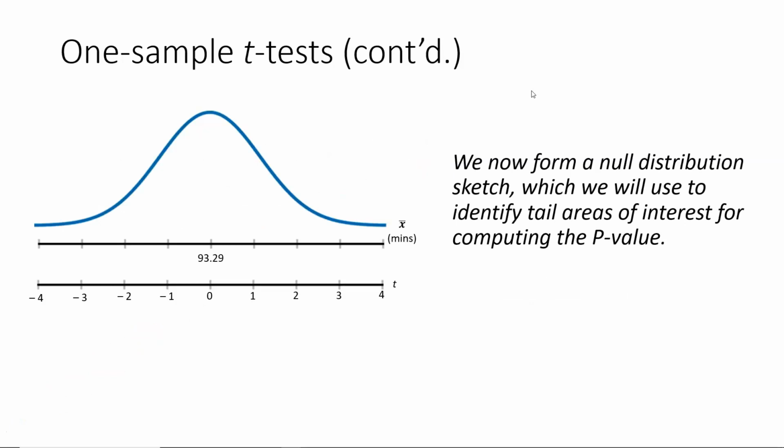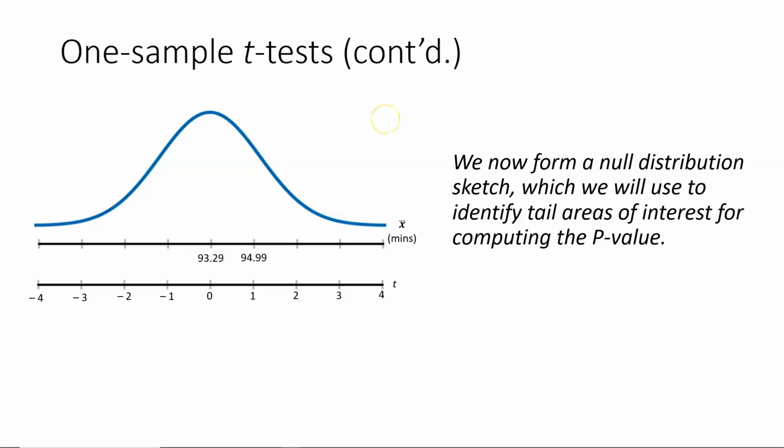So we now move on to the sketch portion of the calculate step. We're going to form a null distribution sketch, which we'll use to identify the tail areas of interest for computing the p, or probability value. Notice that I've started the sketch by showing the null distribution, normal distribution sketch portion, the two axes of the variable x bar and t axes. Minutes are the units for the x bar axis, and at the center of the null distribution sketch, I've put the null hypothesis value of 93.29 minutes.